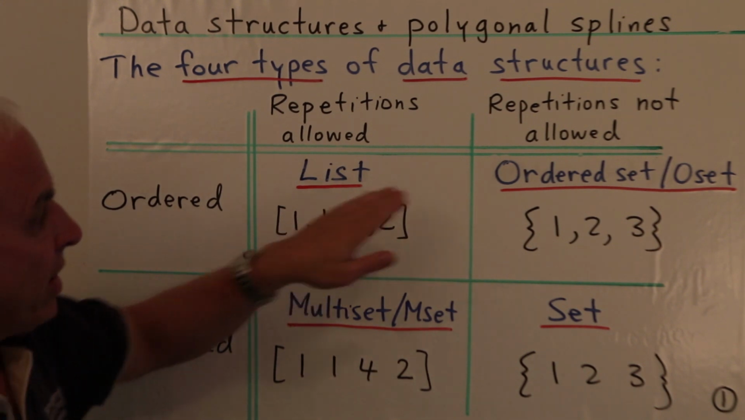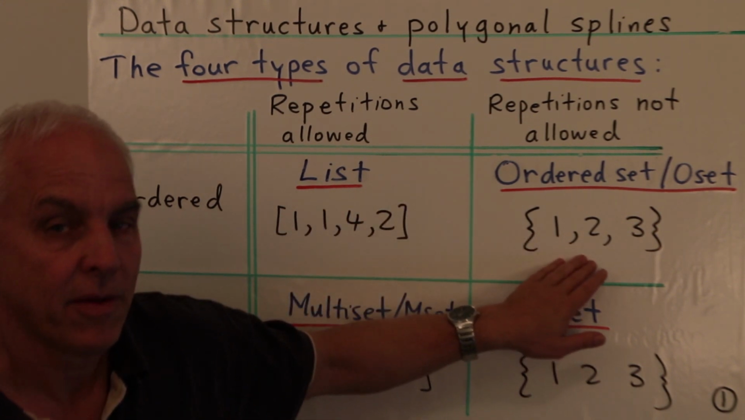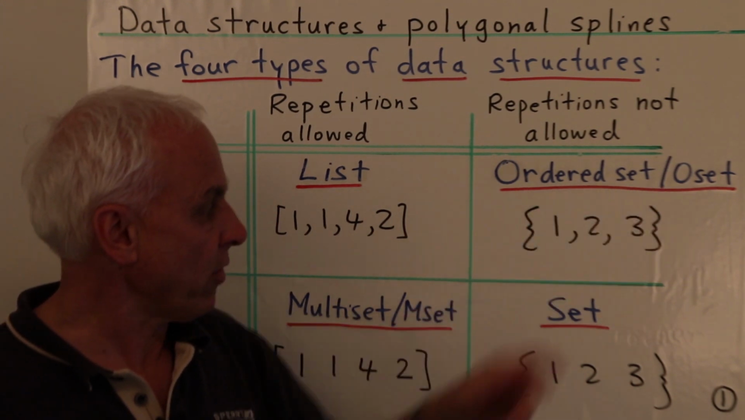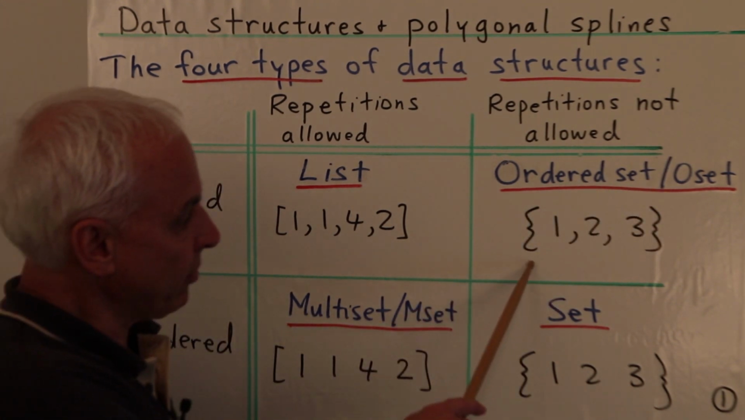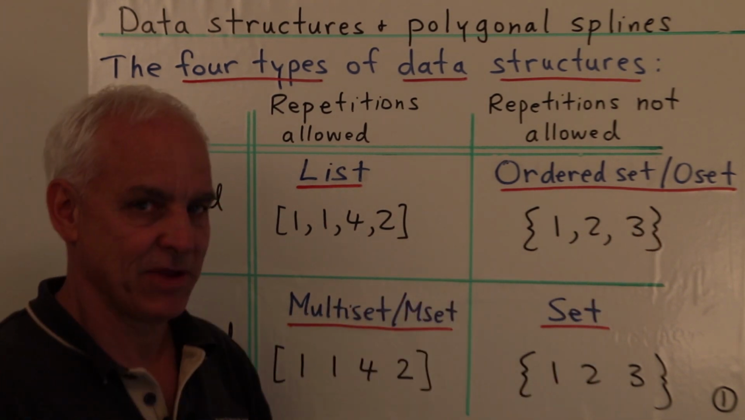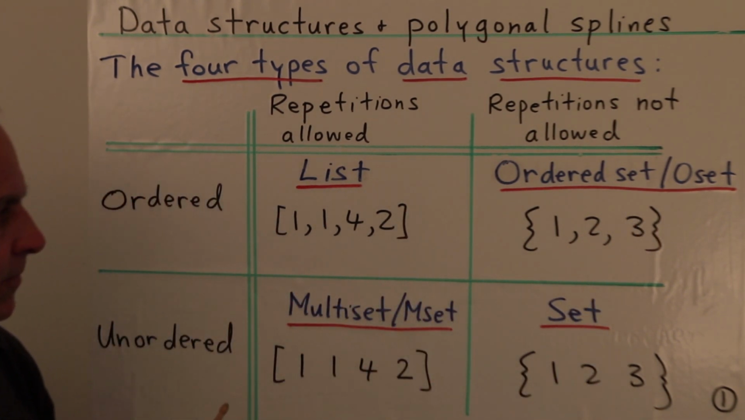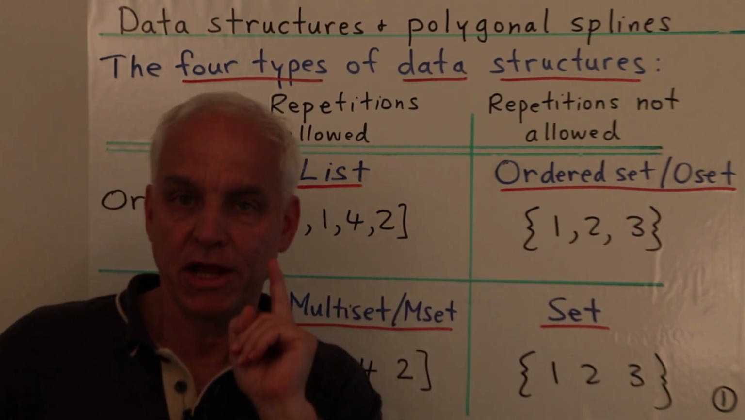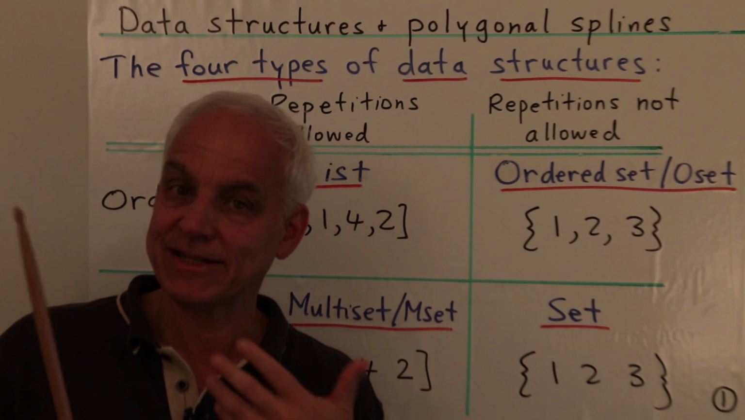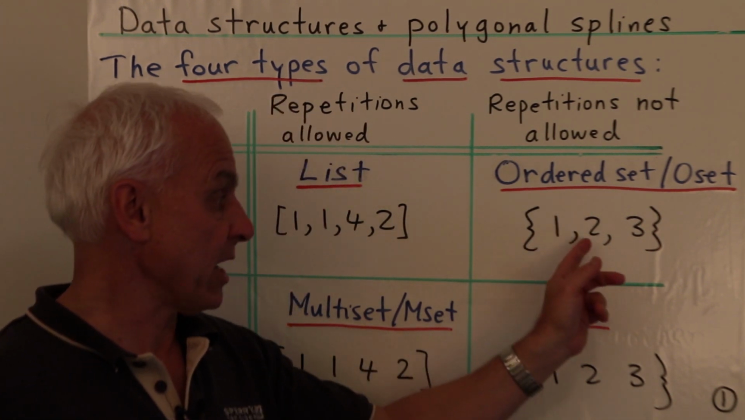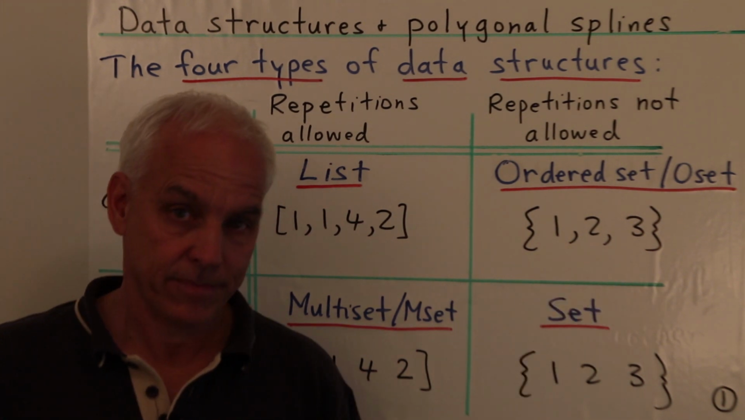Now if we go to repetitions not allowed, then we get what's called an ordered set, or an oset. And here's an example of an ordered set. The difference is that there are now braces instead of square brackets. That means that every element that appears here may only appear once. So it's like a set, but it's ordered. There's a first one, there's a second one, there's a third one.